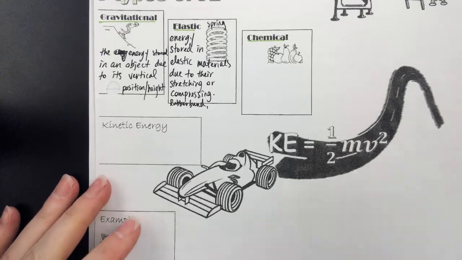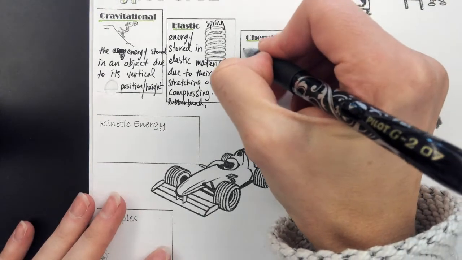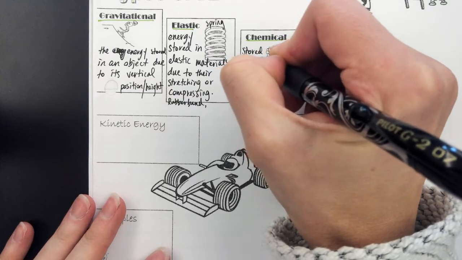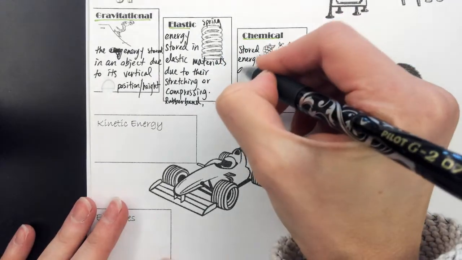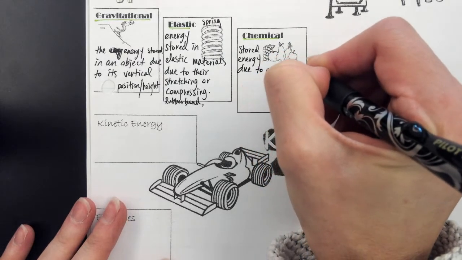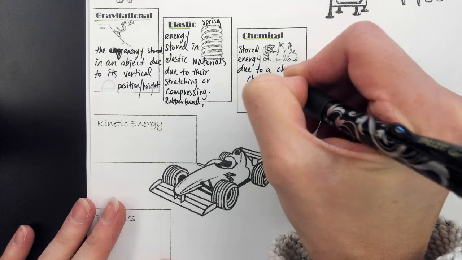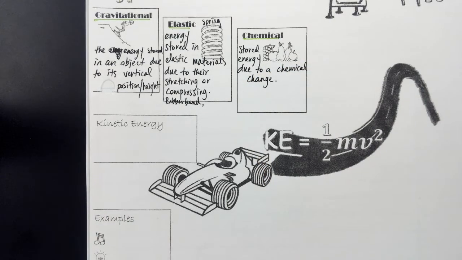Okay, the last one is chemical. Stored energy due to a chemical change. And we haven't talked that much about it, but I did teach it to you when we learned about bonds. Do you know what a chemical change is? It's when something becomes a brand new substance with different properties.